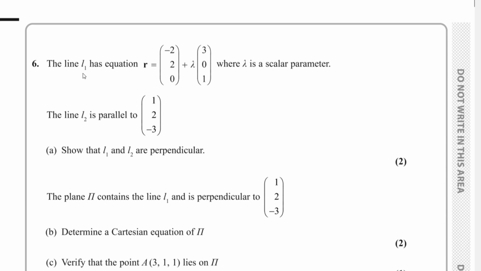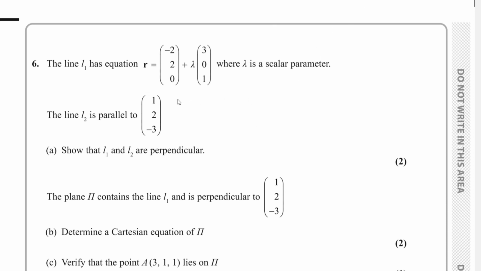Question number 6. The line L1 has equation r equals (-2, 2, 0) plus lambda multiplied by (3, 0, 1), where lambda is a scale parameter. The line L2 is parallel to i + 2j - 3k. We have to show that L1 and L2 are perpendicular.